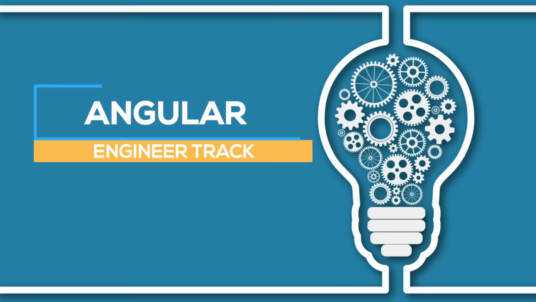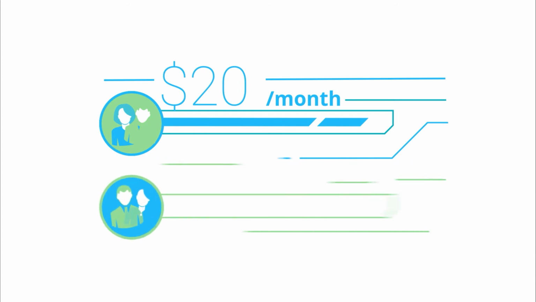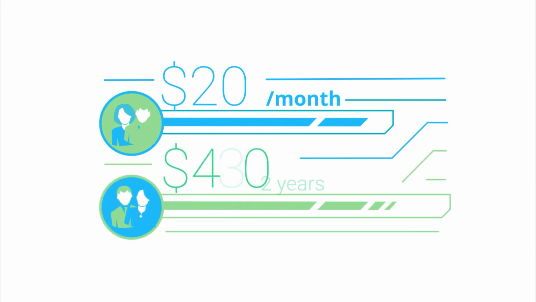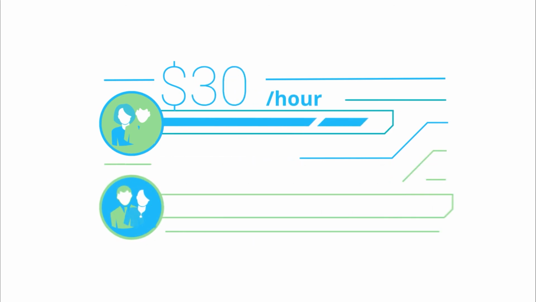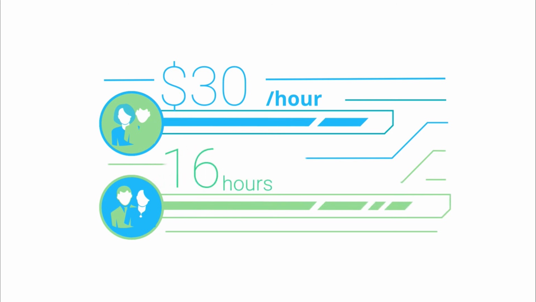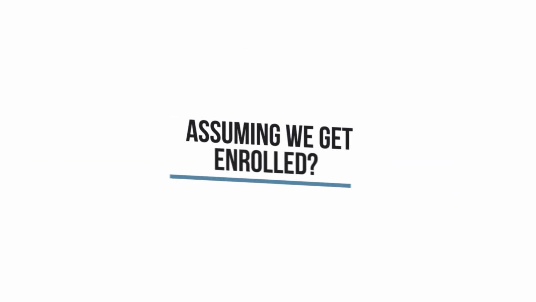In terms of cost, let's do a simple math. The regular monthly subscription at Collabos Academy is $20 a month. If you keep it for 2 whole years, you pay a total of $480. Once you reach beginner rank, you will open up tasks that pay approximately $30 an hour. In other words, you will need to work a whopping 16 hours to return your investment. Guess how much you'd need to work to get your money back if you finish the whole track in 1 year? What if we compare this to Stanford's yearly tuition, for example, assuming we get enrolled?